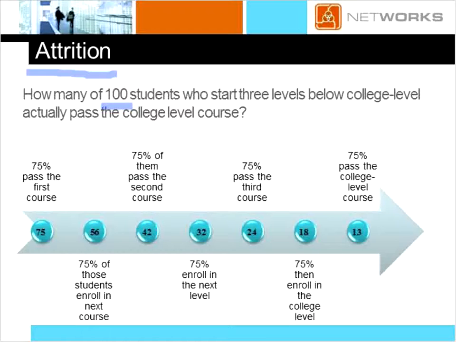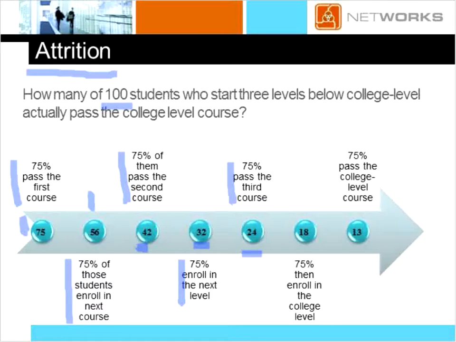So if we start with 100 and 75% right here pass the course, then we have 75. But only 75% of those who pass from here re-enroll and take the next course. So we have 56. So immediately from the first course to the second, we're down from 100 to 56. And if we follow this pattern along, 75% of them pass the second course. We're down to 42 here, right? And then 75% of those enroll on the next level. We're at 32. 75% pass the third course.